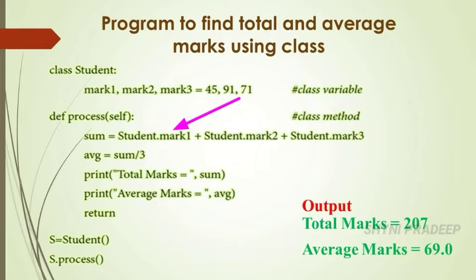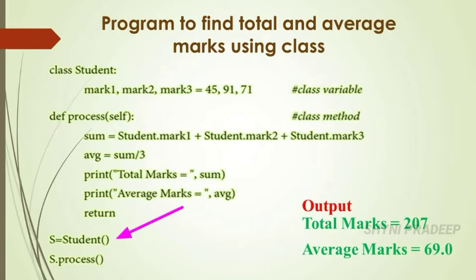Okay. So sum is equal to student dot mark 1 plus student dot mark 2 plus student dot mark 3. So you have to add these 3 marks, mark 1, mark 2, mark 3. Okay. Next average. Next statement is what? Average is equal to sum divided by 3. You have to find out the average of these 3 marks. Next print statement. Print total marks sum. You have to print the value of sum and next line print average mark. You have to print the average mark. Okay. Then return S is equal to student.